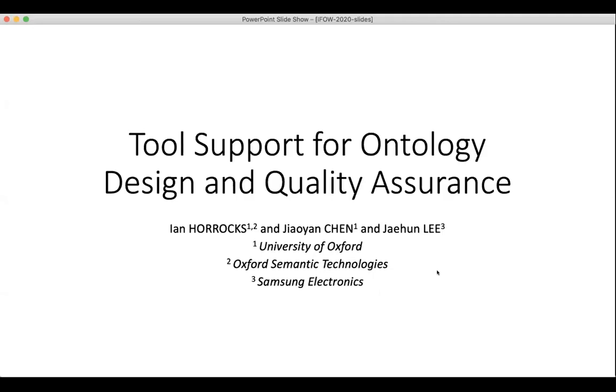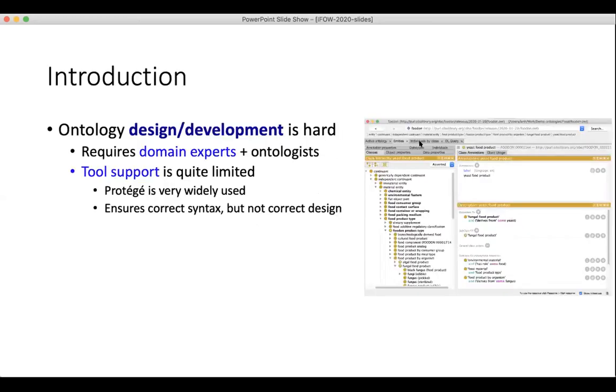So this, as Handy just mentioned, is a talk about tool support for ontology design and quality assurance. It's joint work with Jiaoyan Chen, who's a colleague at Oxford, and Jaehun Lee from Samsung Electronics. So, we all know ontology design and development is a really hard problem, and it requires input not only from domain experts, but also from ontologists, people who know how to design ontologies.